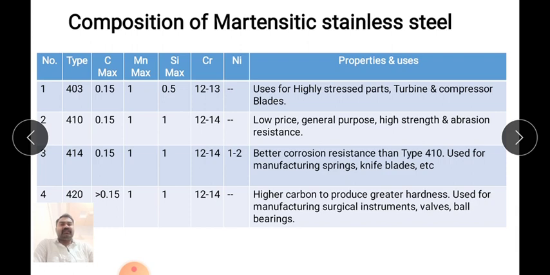These grades of stainless steel are categorized into martensitic stainless steel. These contain 0.15% carbon, 1% manganese, 0.5% silicon, 12 to 13% chromium. Okay, and the properties: used for highly stressed parts, turbine and compressor blades.